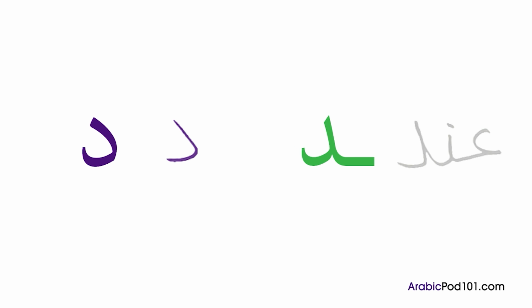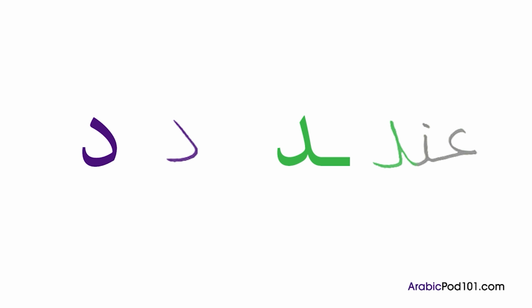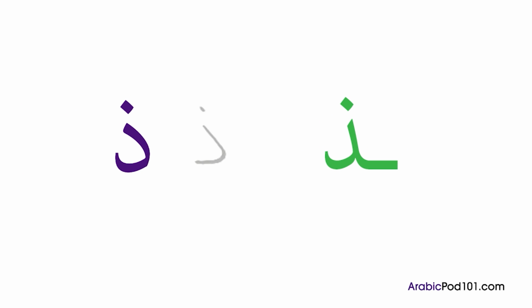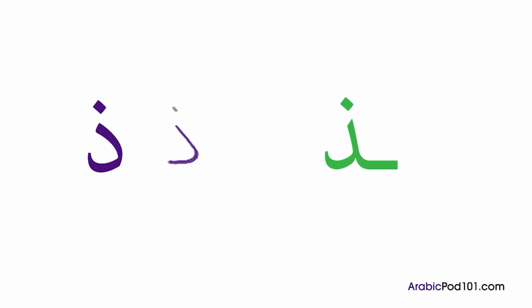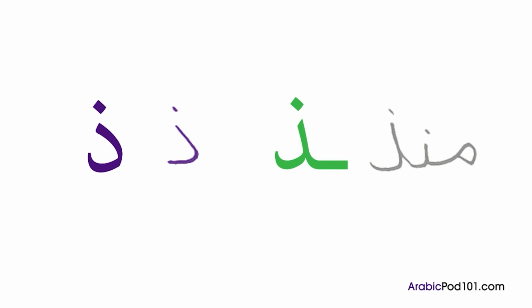First, we have the Dal, isolated and initial, medial and final. Now let's check the Dhal, isolated and initial, medial and final. That's it for lesson 4. These letters are 2 of the 6 which only have 2 forms. Finally, let's review lesson 5.